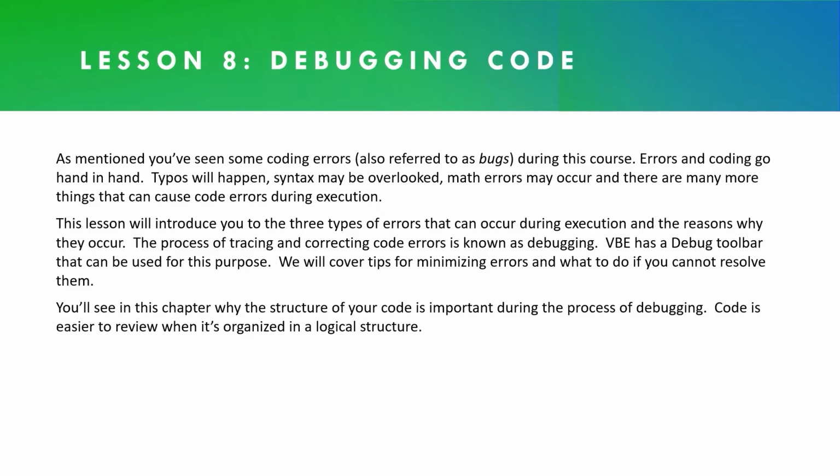The process of tracing and correcting code errors is known as debugging. The editor has a debug toolbar that can be used for this purpose. We'll also cover tips for minimizing errors and what to do if you cannot resolve them. You'll see in this chapter why the structure of your code is important during the process of debugging. Code is easier to review when it's organized in a logical structure.